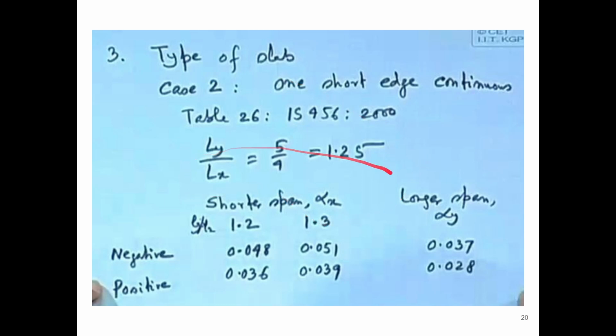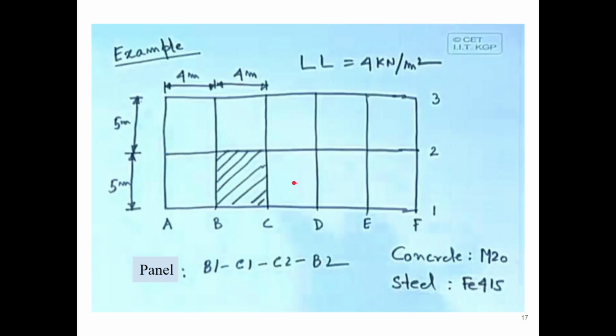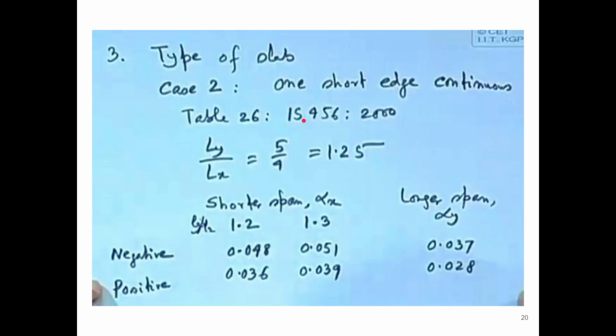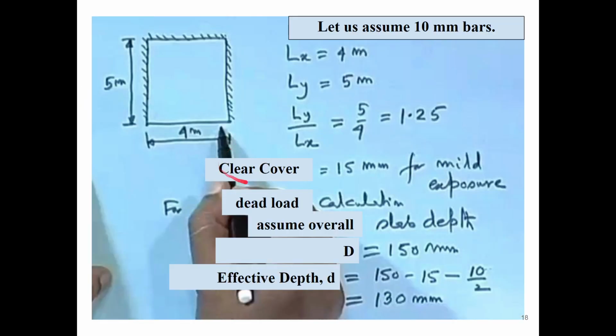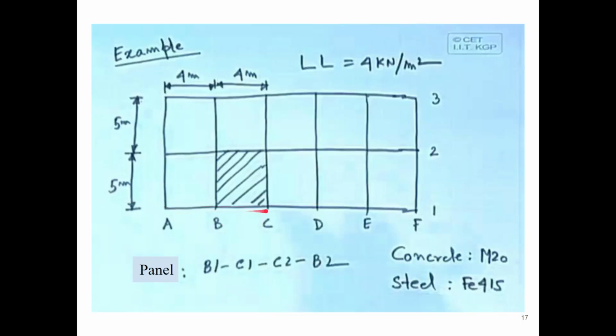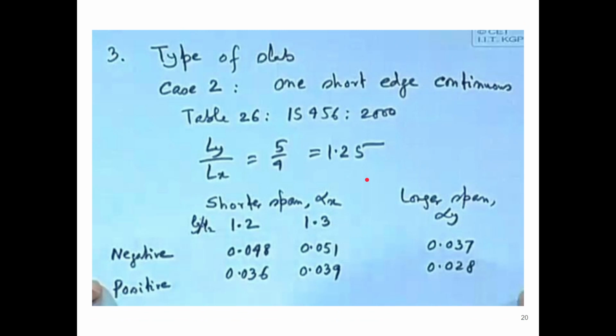If we compare the panel with the various types of panels mentioned in table 26, we find that the case 2 condition matches this interior panel basically. That condition is one short edge continuous. As I told you, this is a shorter edge because Lx is less, right? So this is continuous.